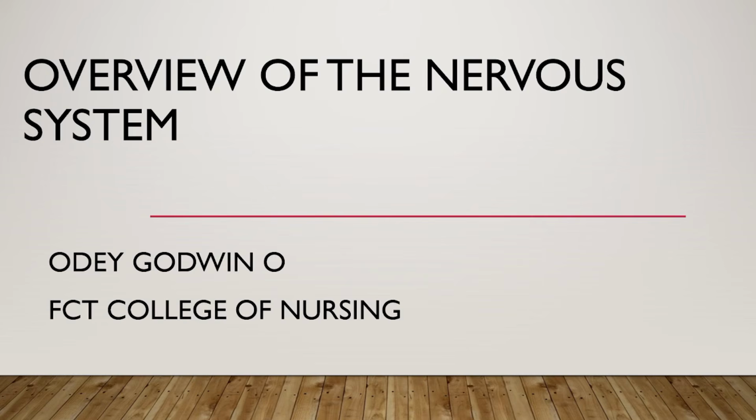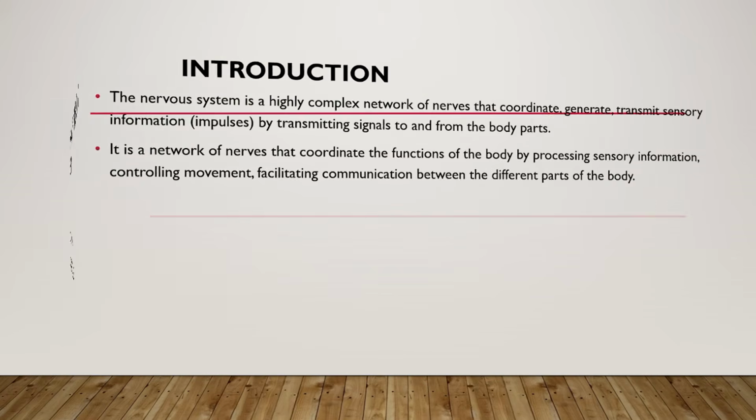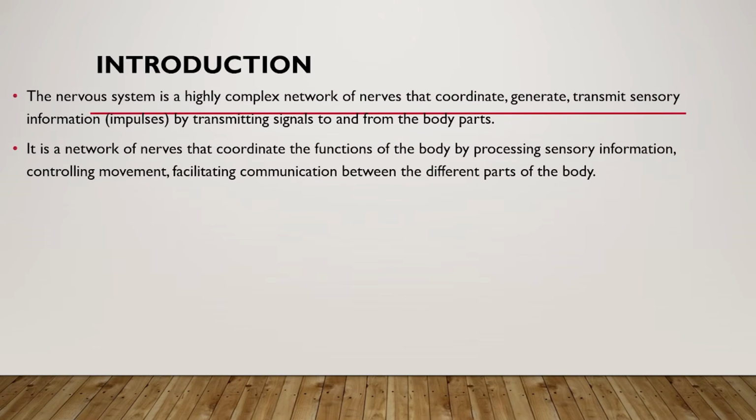...and physiology of the nervous system. Let's start with the introduction. I want to say that the nervous system is a highly complex network of nerves that coordinate, generate, and transmit sensory information by transmitting signals to and from the body part.